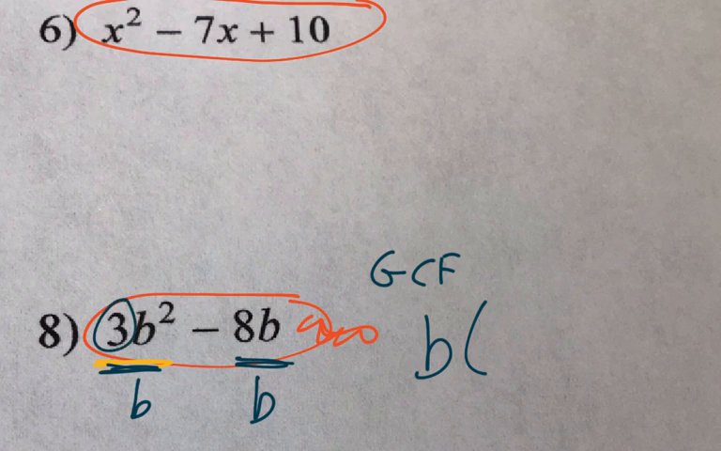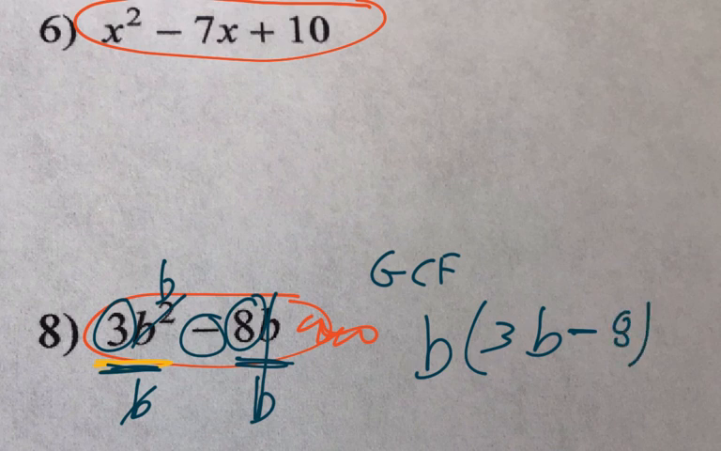And let's see what we got. We got 3. B squared over B is simply a B. We have a minus. Watch your signs now. B over B cancels to a 1. I'm left with 8. There is our factored form.